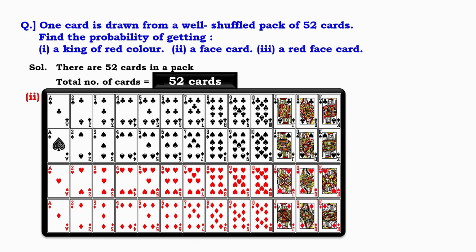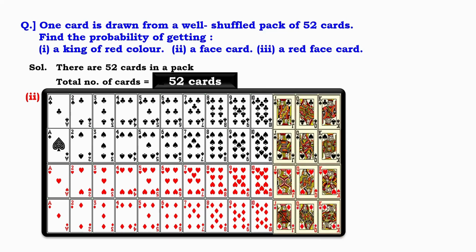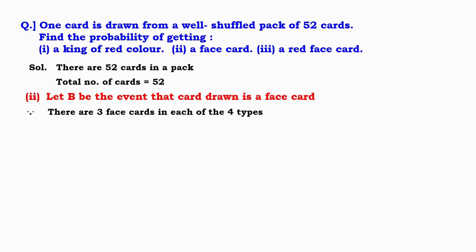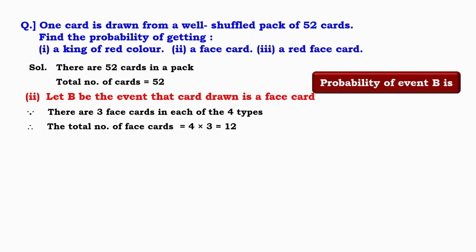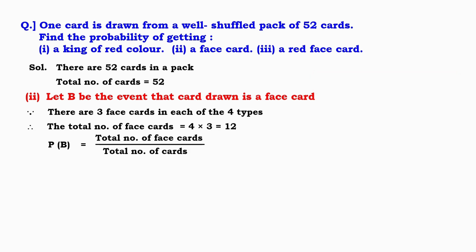Now take a look at the cards. Which are face cards? Face cards are king, queen and jack. So in each type we have 3 face cards, and there are 4 types in total. That means the total number of face cards is 3 into 4, that is 12. So the probability of event B is equal to the total number of face cards divided by the total number of cards, that is equal to 12 by 52, which is 3 by 13.